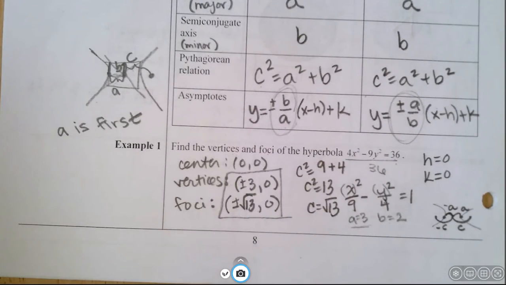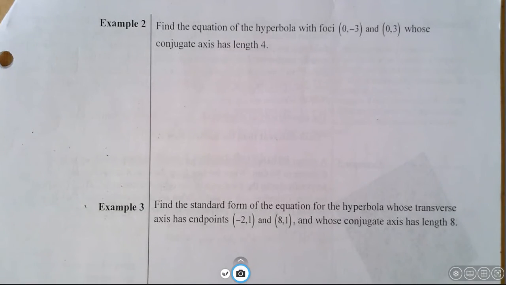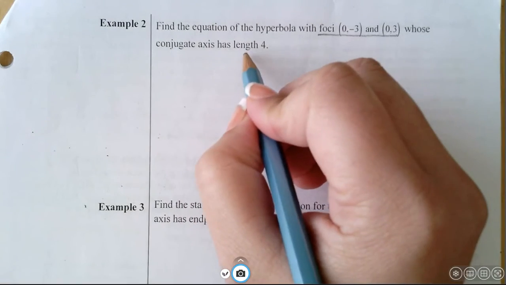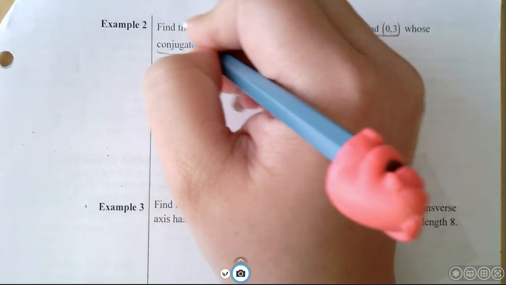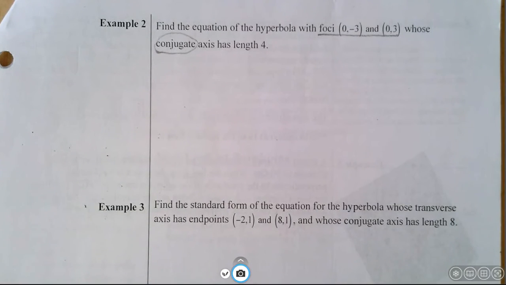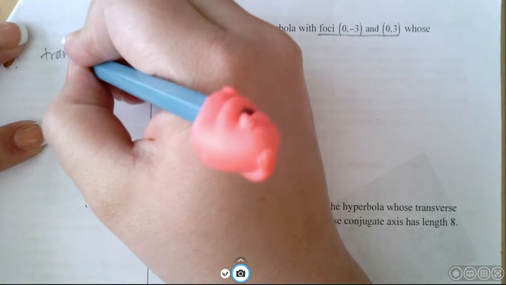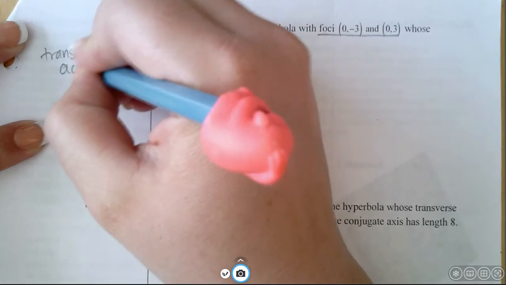Let's take a look at the next page. Example 2, we want to find the equation of the hyperbola with the given foci here, whose conjugate axis has a length of 4. Conjugate, remember, is our smaller one. So how I remember this is trans, like transatlantic, or trans-Pacific, means across. So the transverse axis goes across the 2 halves of the hyperbola. So I think transverse is across.